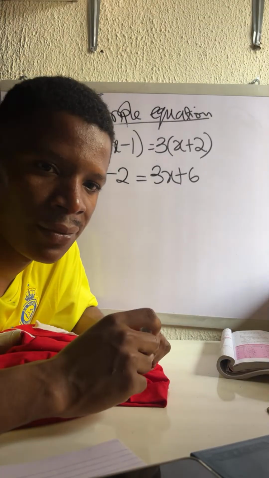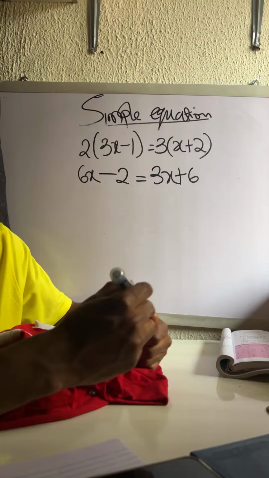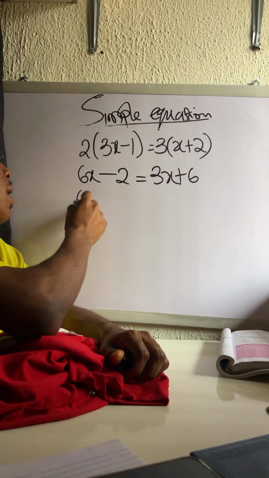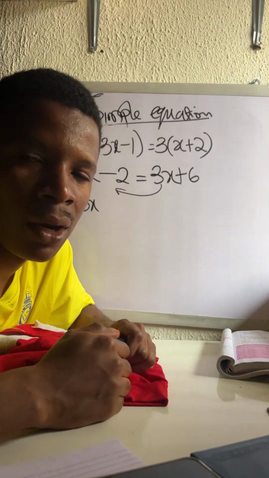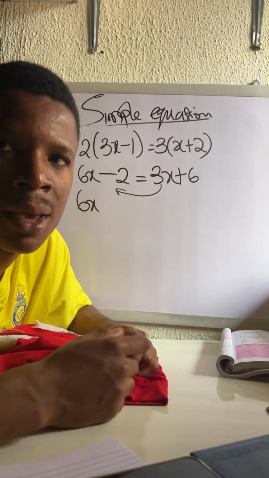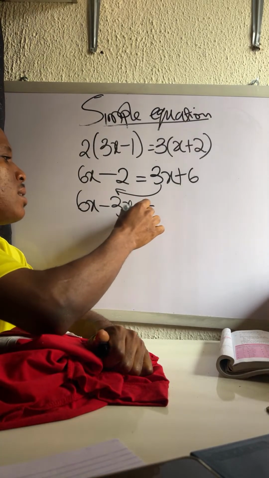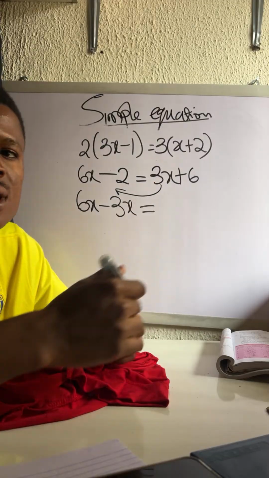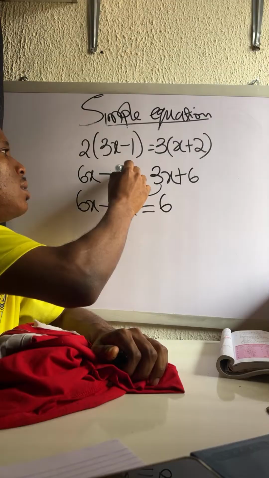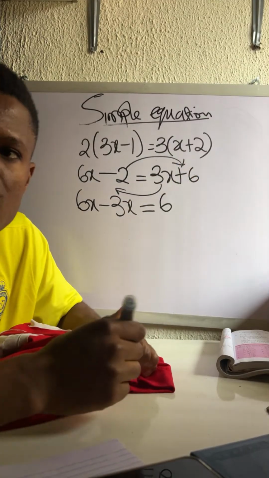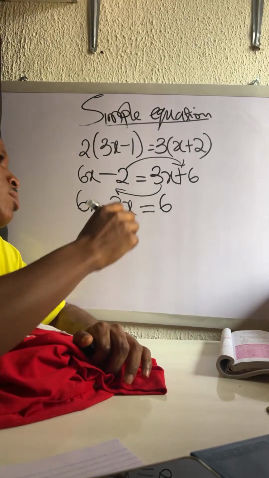Then the next thing we have to do here is very, very simple. We have to collect like terms. So the usual way, we have 6x. We'll now minus 3x because it's coming from the other side of the equality sign. And that's equal to, we already have plus 6 standing here, so we'll have it as 6. Then negative 2 will cross the equality sign. If negative 2 crosses the equality sign, it becomes a positive.